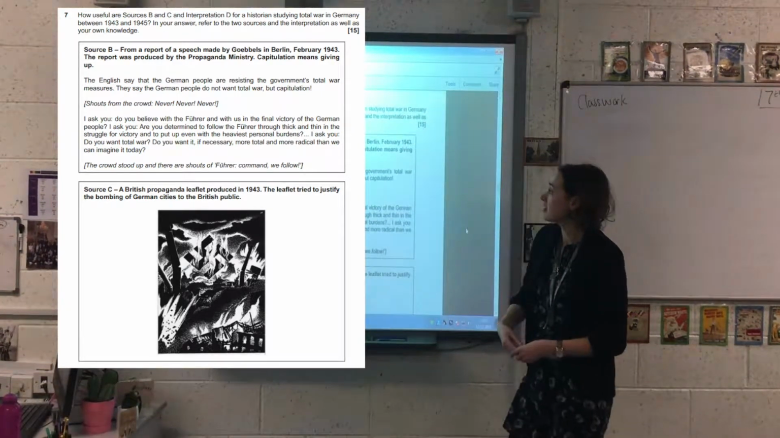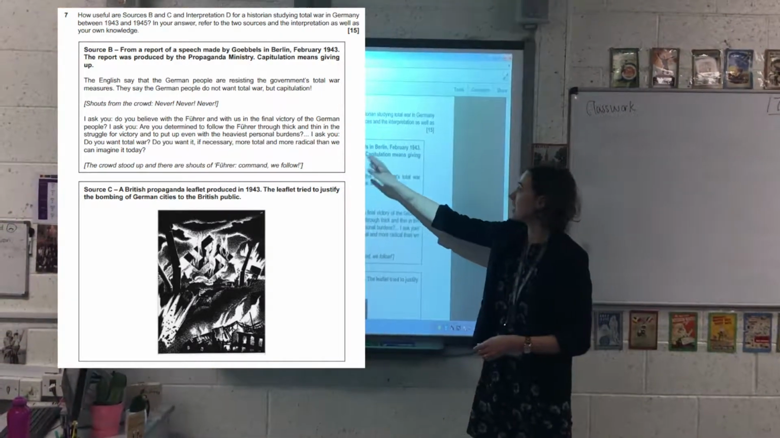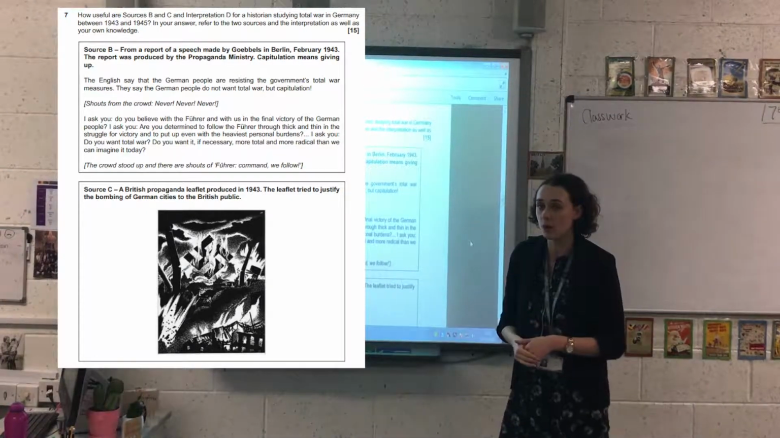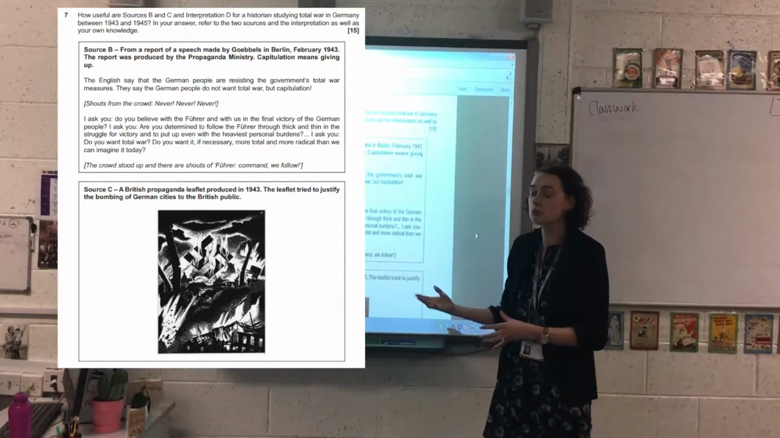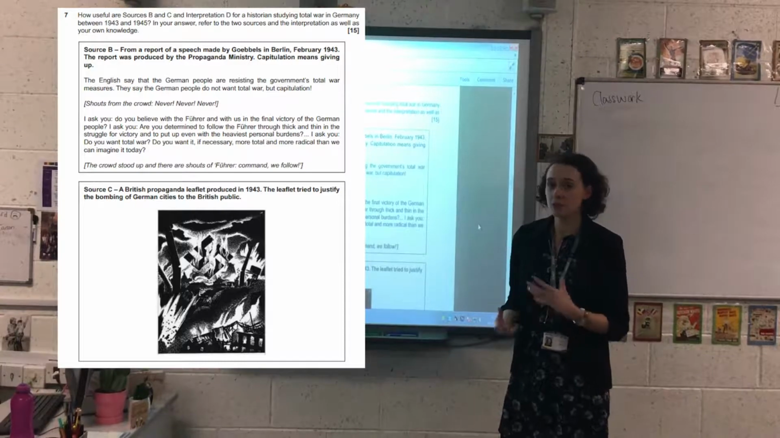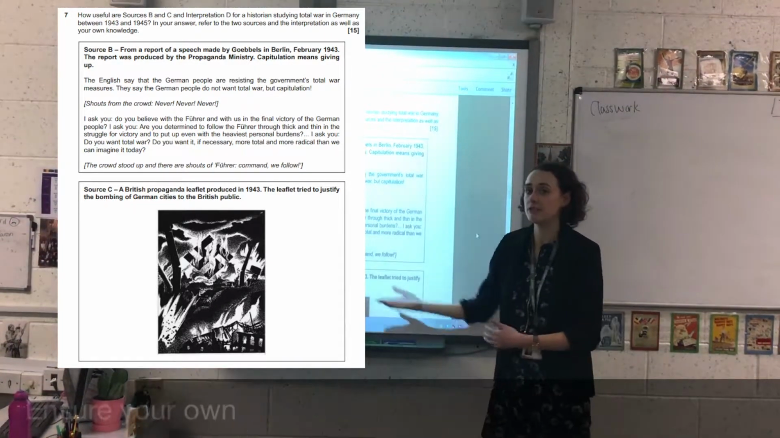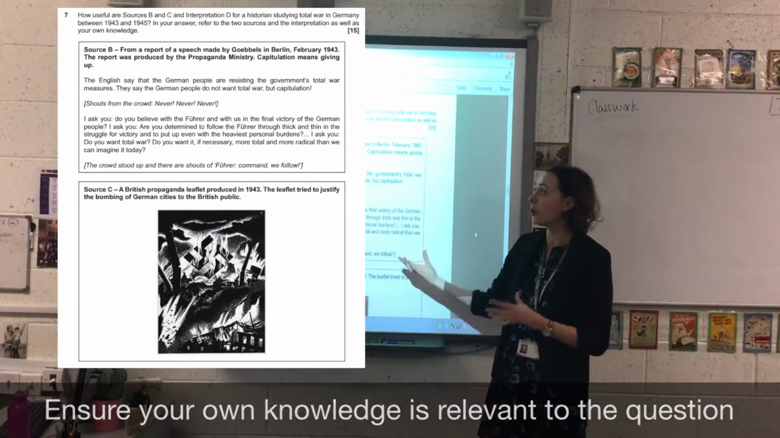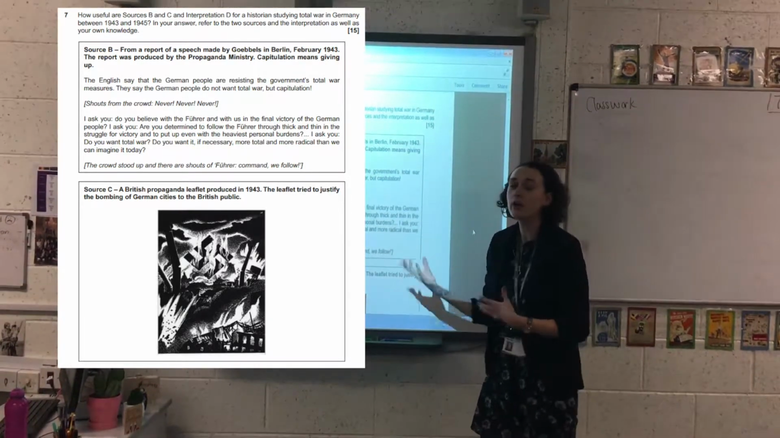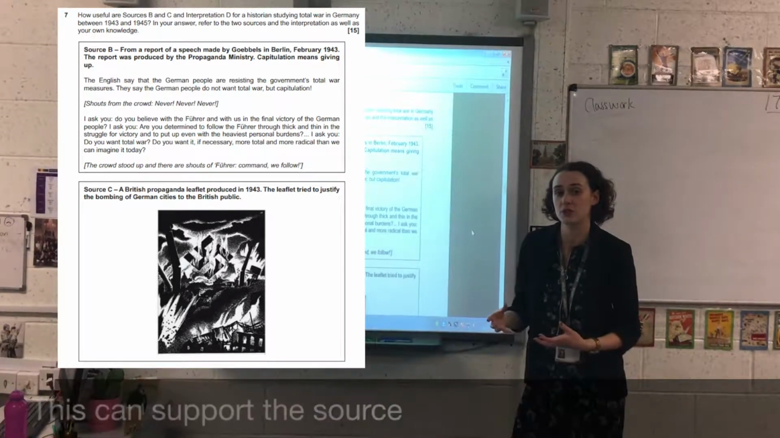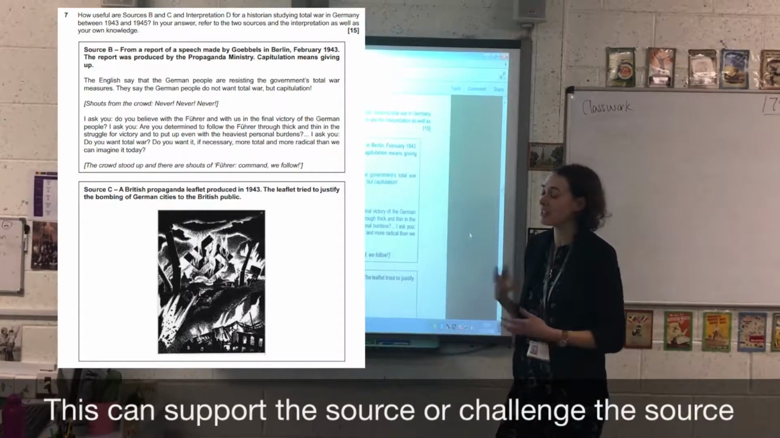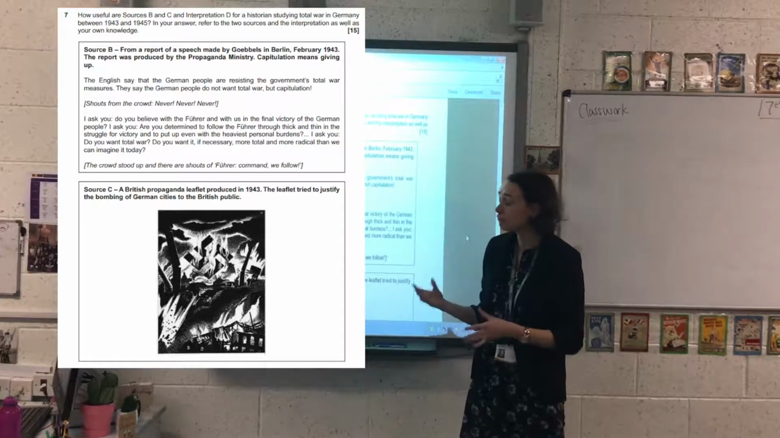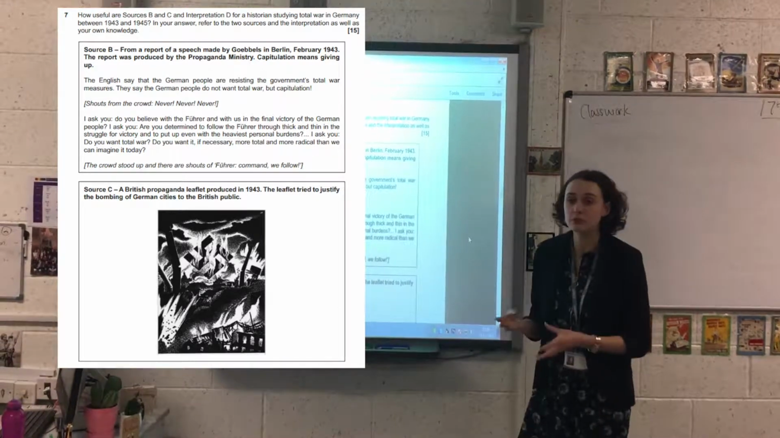So in this case, obviously it is the propaganda minister. It is in February 1943, which is right at the start of total war. It's when total war has just been announced. So you wouldn't be bringing in own knowledge from 1945. It would need to be relevant to this source. And it would either support the source for its usefulness, or it might challenge the source for its usefulness. So you might be saying, actually, this source isn't very useful, and this is why I know it isn't very useful. Finally, the P is your provenance.